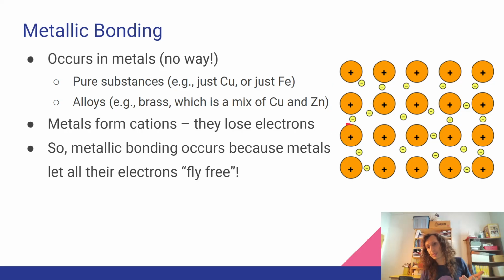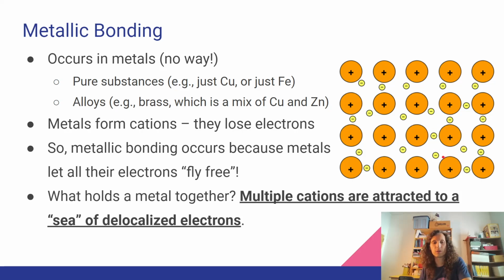Look at this diagram and see how the electrons are outside this positively charged nucleus, but they're just sort of migrating around. They're in what we call a sea of delocalized electrons, right? And all of the cations within this sample of copper are all attracted to this sea of delocalized electrons, and that is, again, the sort of glue that holds these things together in a bond.